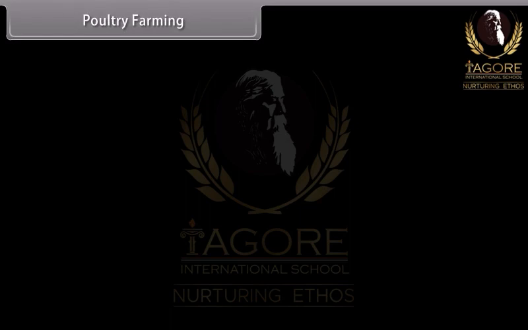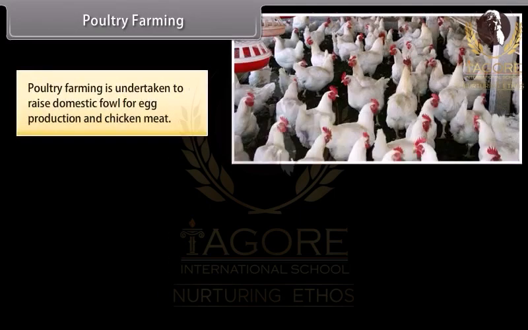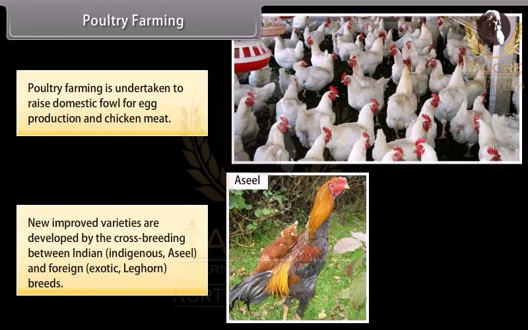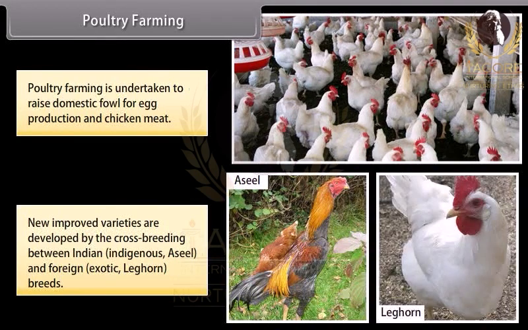Poultry farming. Poultry farming is undertaken to raise domestic fowl for egg production and chicken meat. New improved varieties are developed by cross-breeding between Indian indigenous Asil and foreign exotic Leghorn breeds.